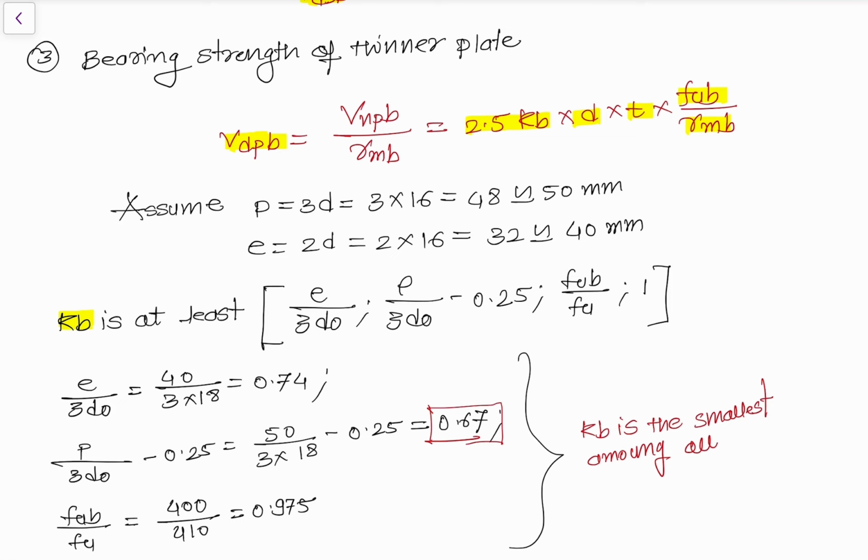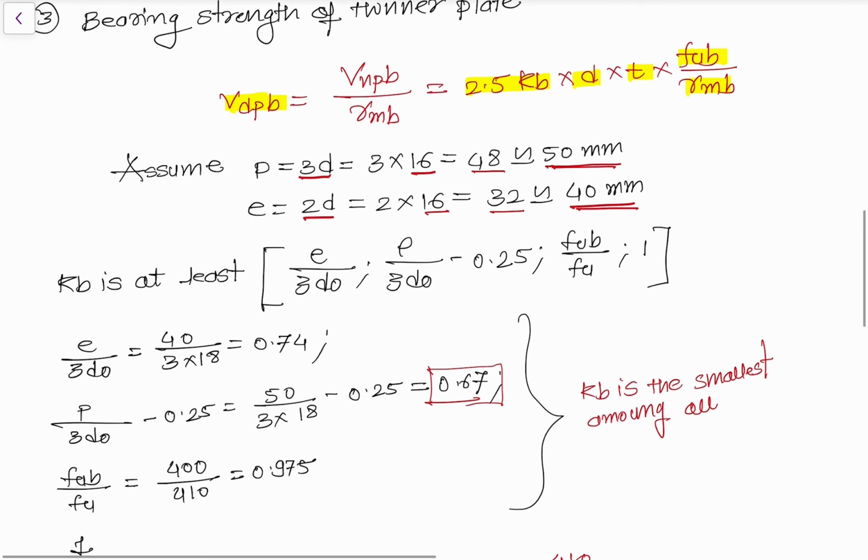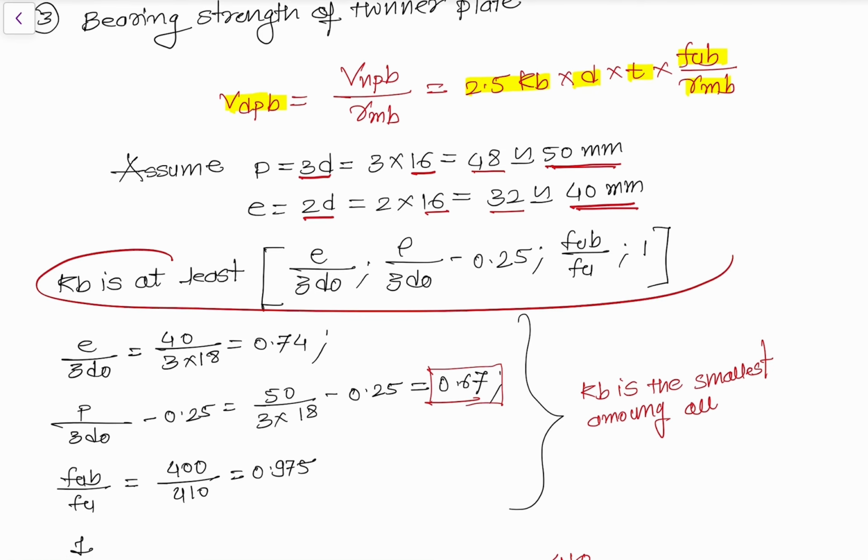But before that, as you can see, we need to calculate the pitch distance and the edge distance. To calculate the pitch distance, the formula is 3 into diameter, and edge distance is 2 into diameter. So 3 into 16, which is the diameter of the bolt, and 2 into 16. So we got pitch distance as 48 and edge as 32. So we are rounding up to 50 mm for the pitch distance, and for edge distance we are making it 40 mm. Understood?